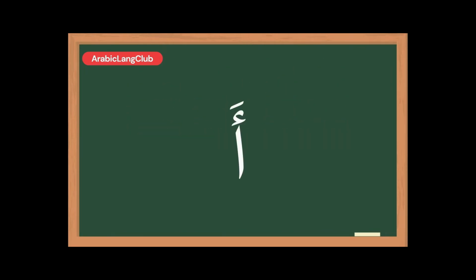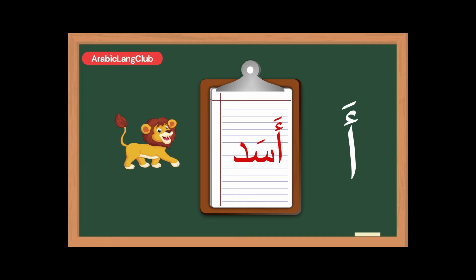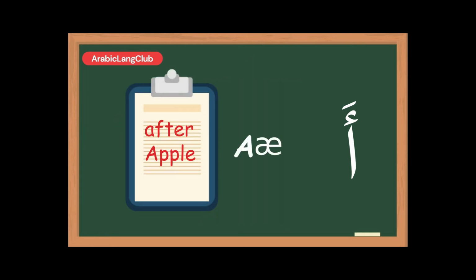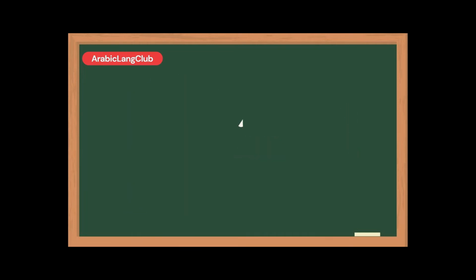The letter A. Like in the word asad. Asad. The sound is like letter A in the word apple. And to write it down, pull down, go up again, and then put the Hamza at the top. To write Hamza, pull back around, and then make a curvy line.